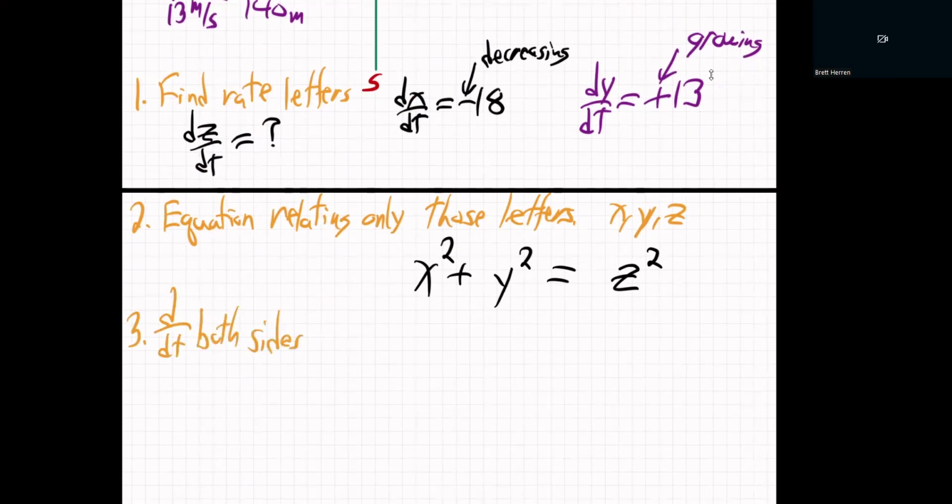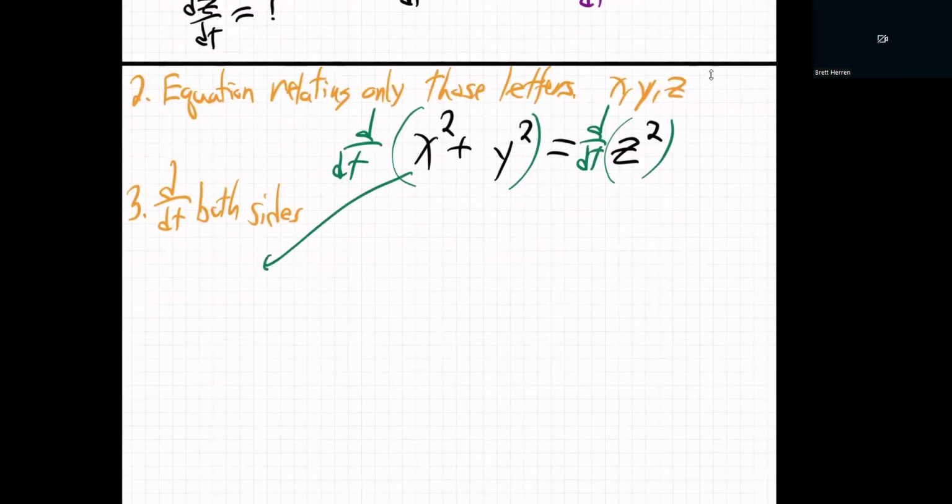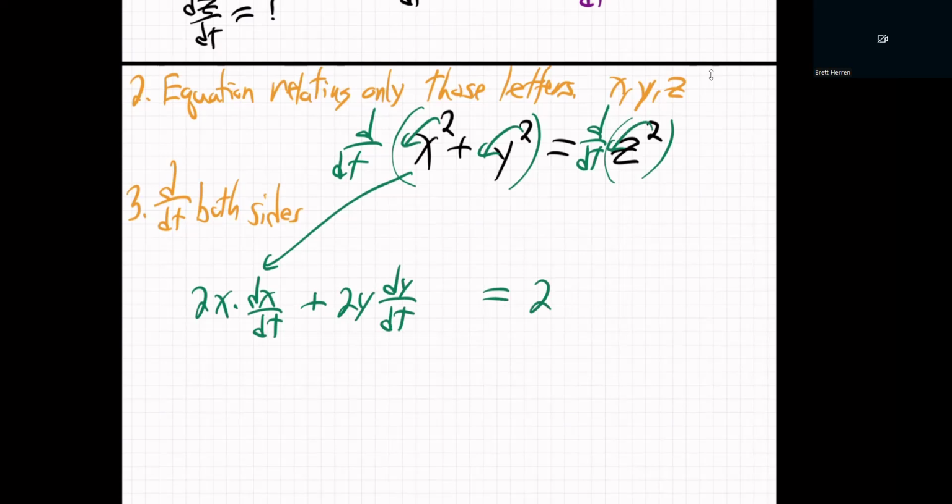Both sides. You know the deal. So I'm going to come in here and go d/dt, derivative with respect to time. Okay, then what do we get? Bring this down. Here comes in 2x dx/dt plus, bring down the 2y dy/dt equals, bring down the 2z dz/dt. Okay.